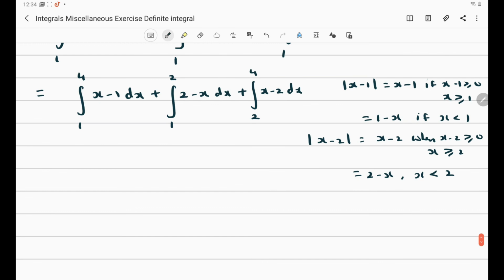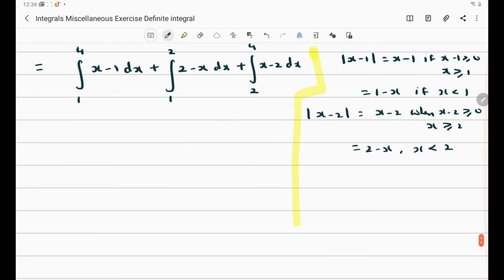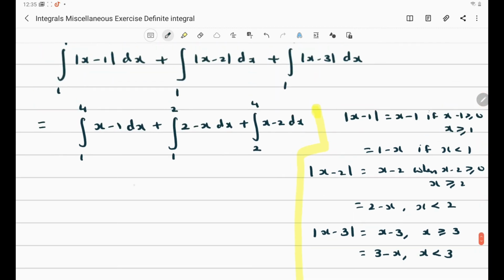Now let us consider the third definition, modulus of x minus 3, which is equal to x minus 3 if x is greater than or equal to 3, and is equal to 3 minus x when x is less than 3. So we can write this as when it is less than 3 and more than 3.